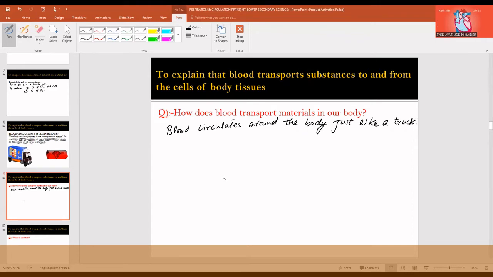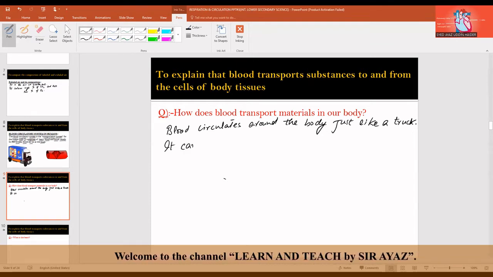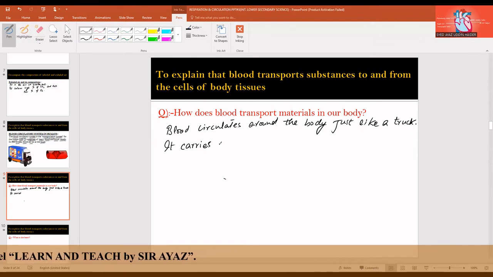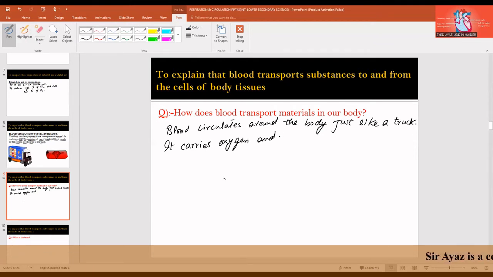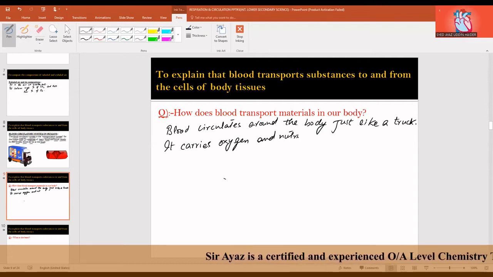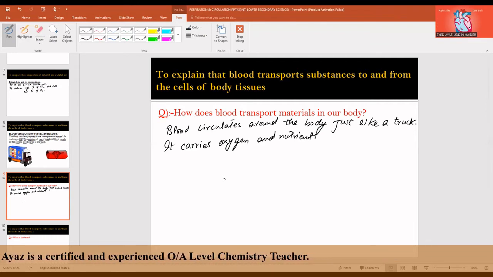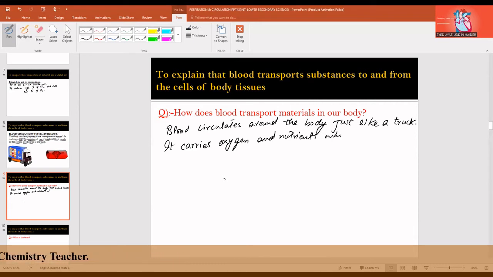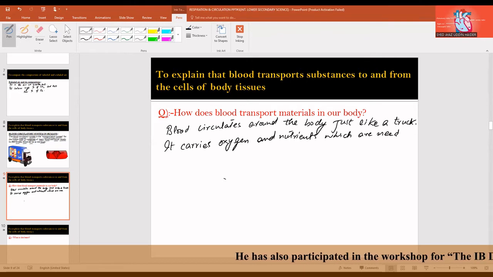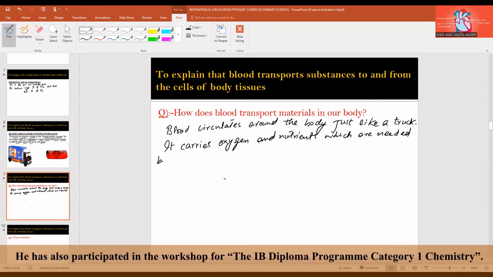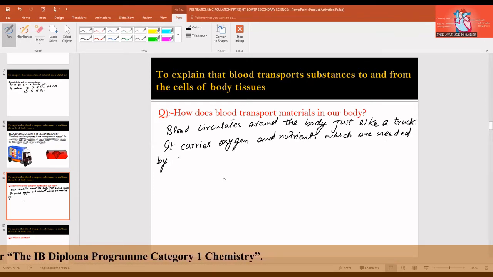It carries oxygen and nutrients which are needed by each cell in our body.